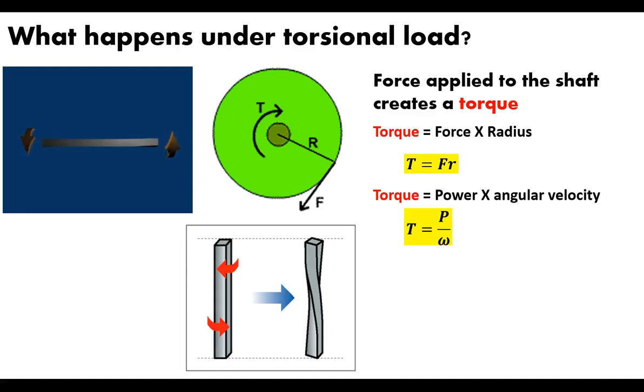Now, as you have a member or a shaft under a torsional load, you can see that it's actually going to have a bit of a twist going on due to this torsional load.